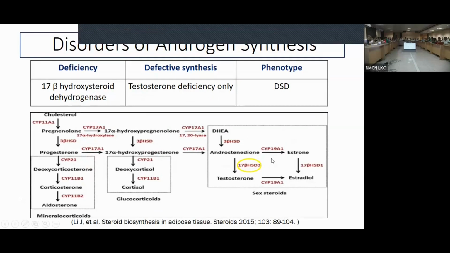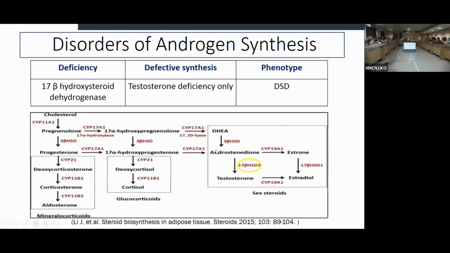Now, if you have a 17 beta hydroxysteroid dehydrogenase deficiency, that's where it acts. So this is responsible for the conversion of androstenedione to testosterone. If you have a deficiency here, there is a block in this pathway.